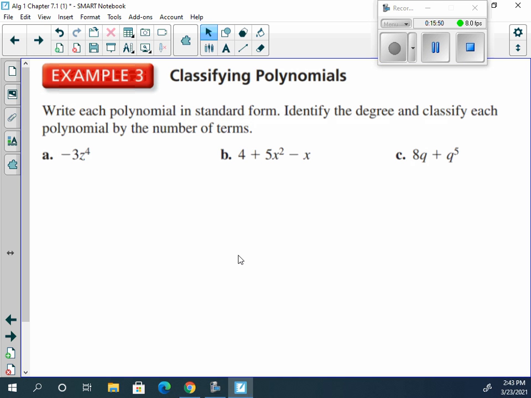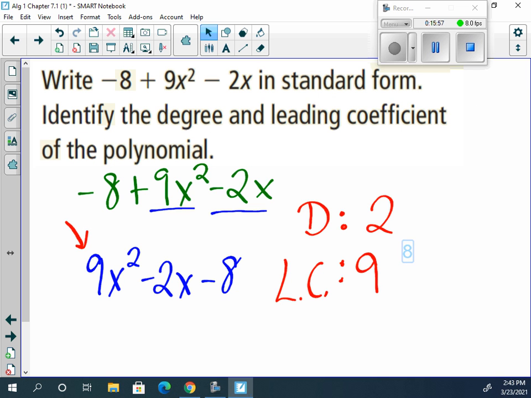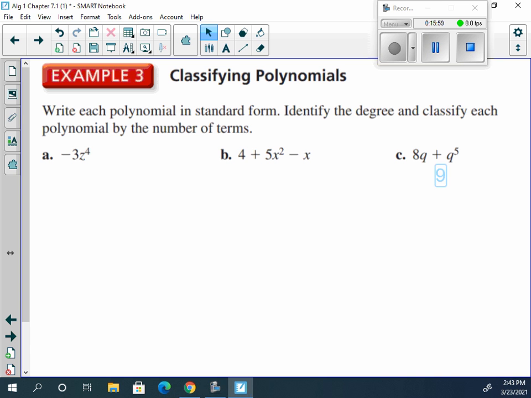Write each one in standard form. Identify the degree and classify each polynomial by the number of terms. So it's not asking about leading coefficient, but we'll go on and answer it anyways. So when we look at A, we have negative 3z to the fourth. Is it in standard form? Well, yes, there's nothing else being added or subtracted, so it is in standard form.